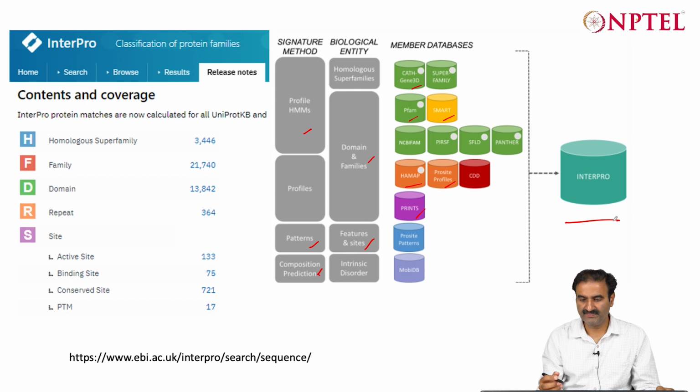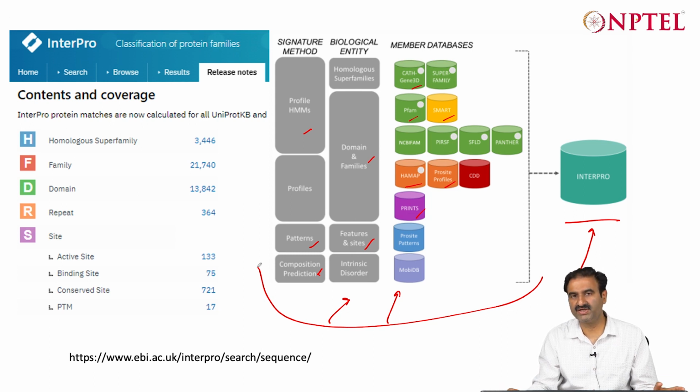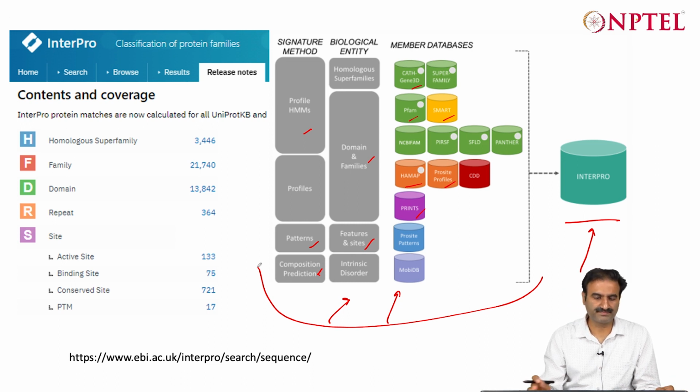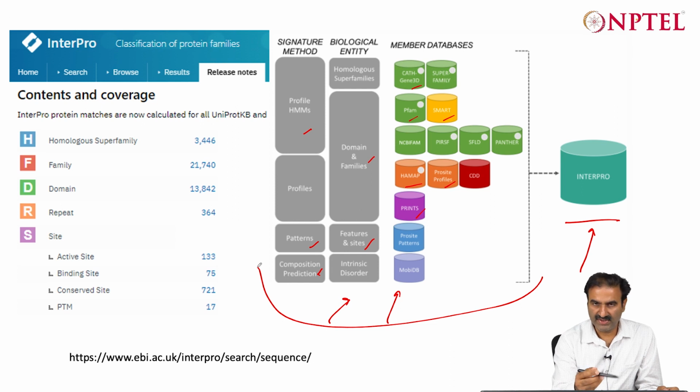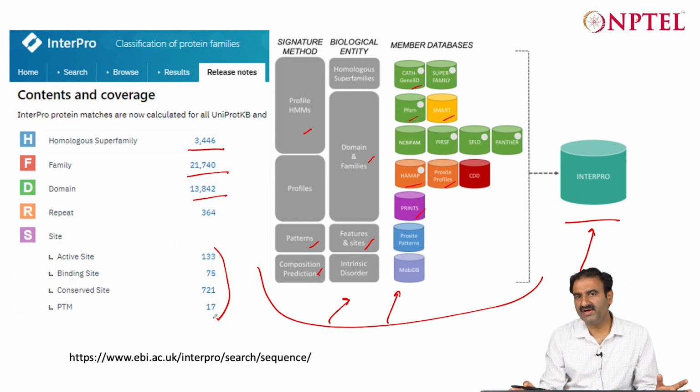If I search in any one of these, I may get partial hits, but if I search directly in InterPro, I will get a comprehensive picture of all the information together. This gives me an alternate way of assigning function to a protein rather than BLAST or eggNOGs or KOGs. It contains about 3000 superfamilies, more than 21,000 families, 13,000 domains, and information about various active sites, binding sites and conserved sites. So it's a very comprehensive search.